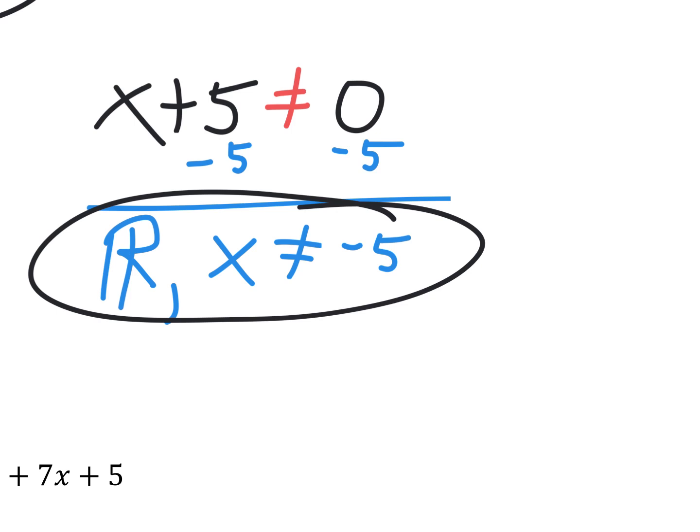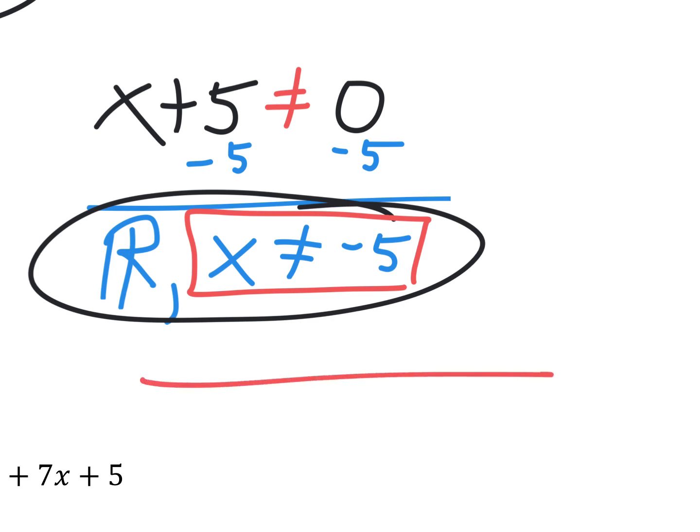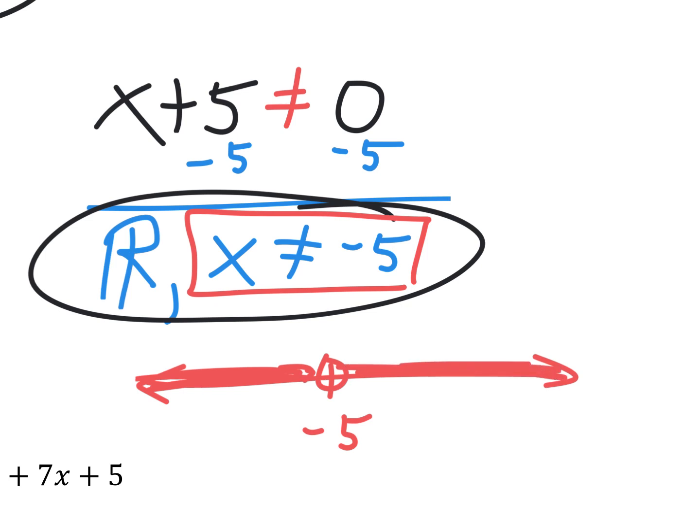A lot of kids are going to write their domain wrong. They're just going to say this part. But a domain is what you can feed the function. So basically, you can feed the function anything except negative 5. And you should be saying, what's the answer to domain? It's everything except negative 5.